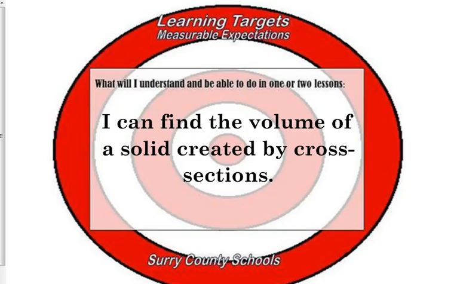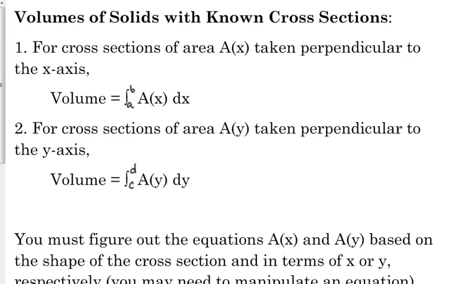Volume of a solid created by cross sections. All right, so here's how we're going to do this. When the cross sections have an area of A of x, that's the part that's going to vary from problem to problem. It's what is the shape of the cross section? So what is the area formula for the shape of that cross section? And what goes into that?